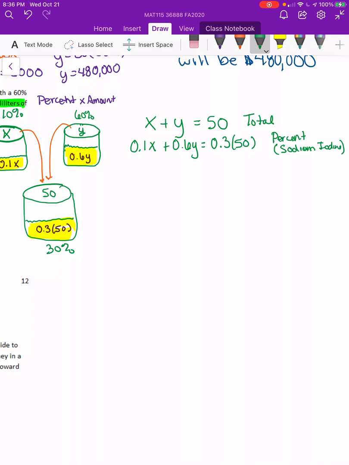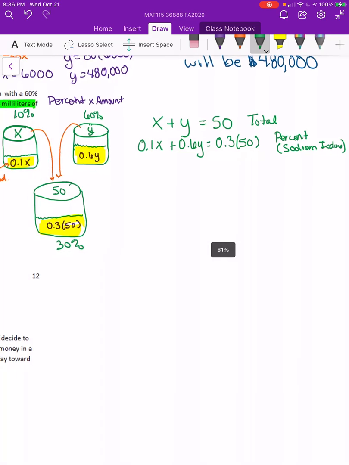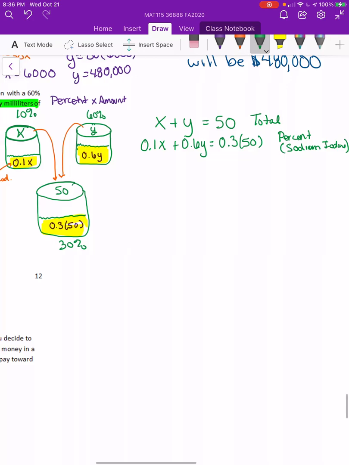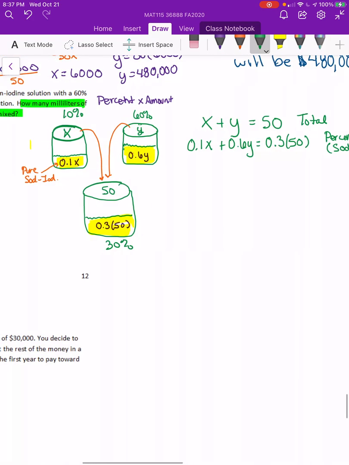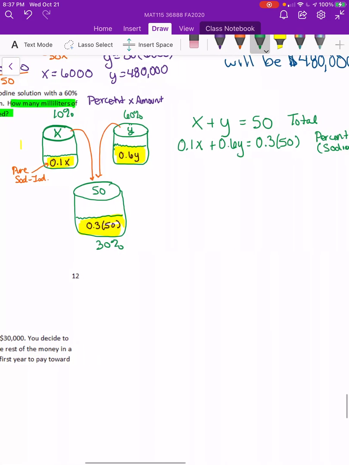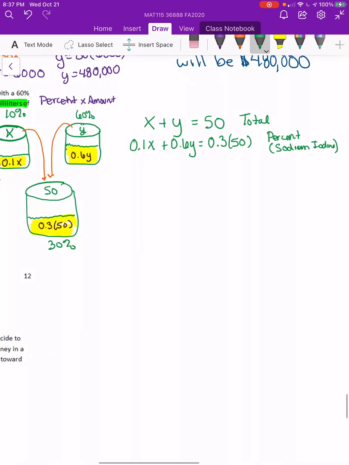Okay, so the amount of the pure sodium iodine that's in there. Okay, that's your system of equations that you need to solve. So now we can go ahead and solve this system. And actually, I've got some space over here, so we'll just solve it right here.